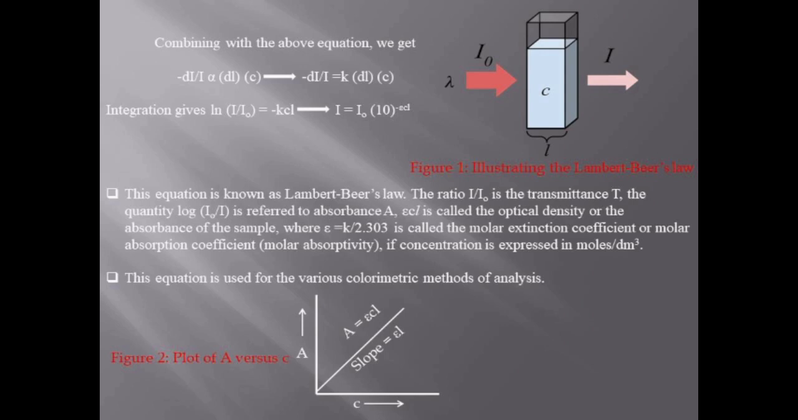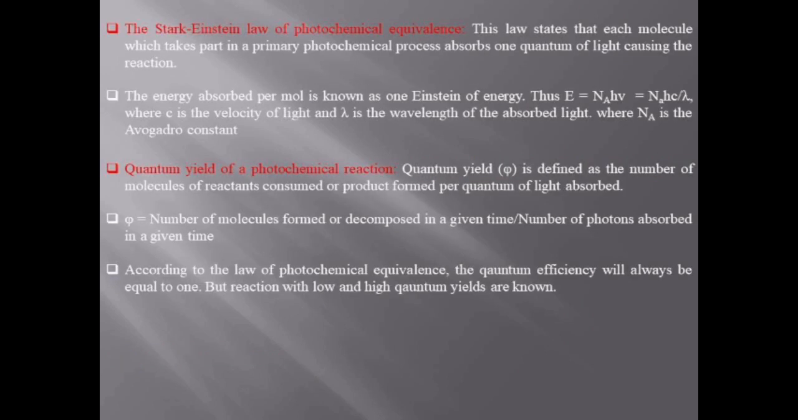Diagrammatically we can illustrate using this figure. When light falls on the solution with intensity I naught and the concentration of a specific amount, and the length of the cuvette is l, then the intensity will decrease. If we plot absorbance versus c, then we will get a linear plot, as in the figure below.